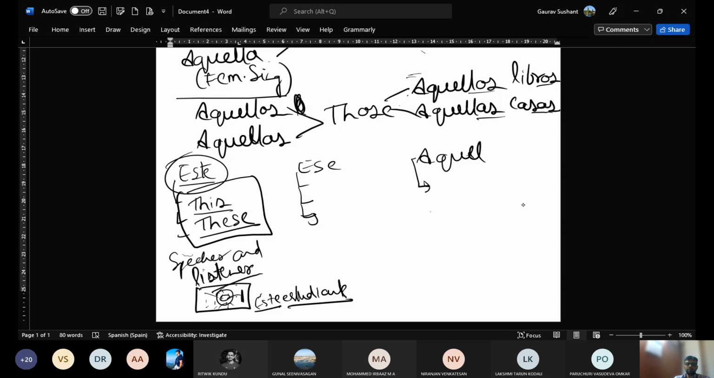The second scenario is where we have ese, esa, esos, and esas. Okay, when do we use it? The meaning it refers to is "that" and "those." So again, I'm taking an example. I'm talking about a class. Let's say I'm taking class here, you all are sitting here, and I'm pointing out a student who is sitting at the back. I want to say "that student."